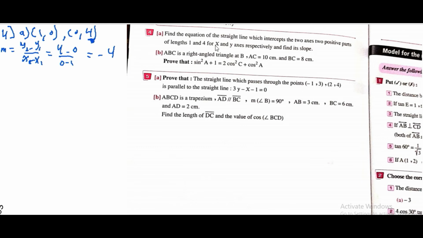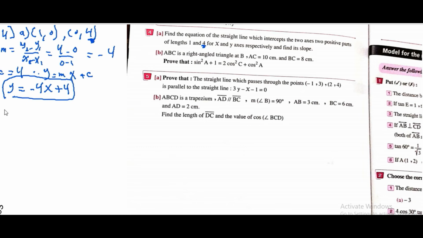c equals 4. Since the equation is y equals mx plus c, therefore y equals negative 4x plus 4. This is the equation of the straight line, and its slope is negative 4. B.